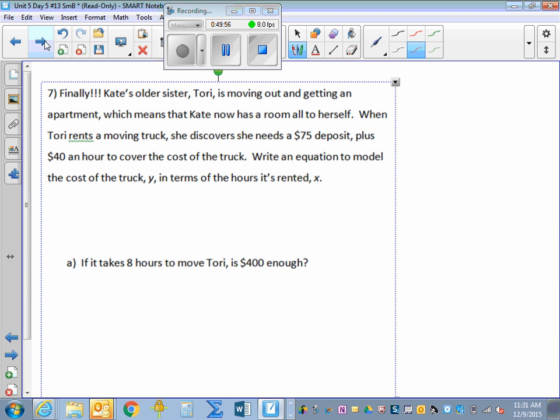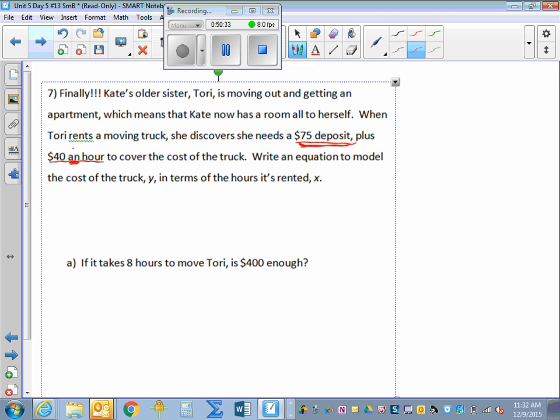Alright, finally, Kate's older sister Tori is moving out and getting an apartment, which means that Kate now has a room all to herself. When Tori rents a moving truck, she discovers she needs a $75 deposit plus $40 an hour to cover the cost of the truck. Write an equation to model the cost of the truck, y, in terms of the hours it's rented, x. So $75 deposit, that's our initial amount. We only pay that one time. Plus $40 an hour, that's like saying $40 per hour or $40 for each hour.